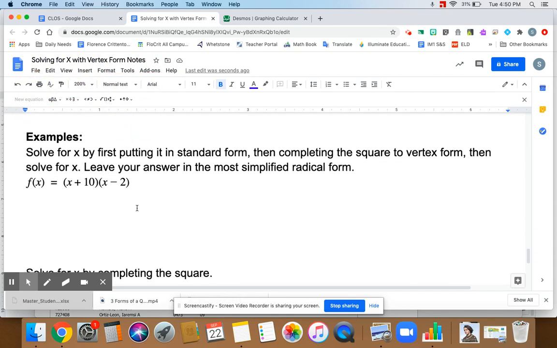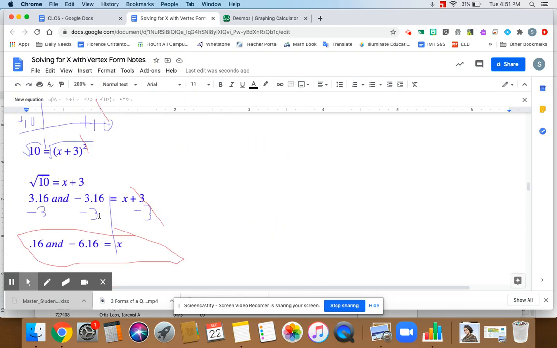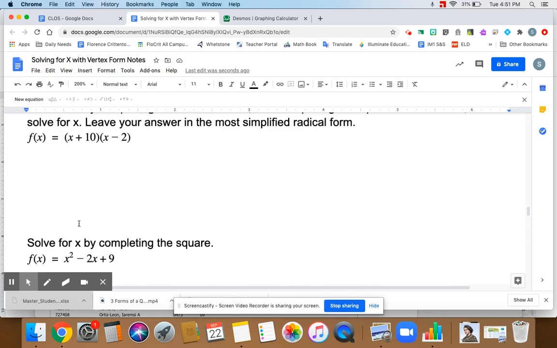All right, let's do a couple more examples. So this one has a lot of instructions, and we need to make sure we follow all of our instructions. So it says solve for x by first putting it into standard form. So what form is this in right now? It's in factored form, and to go from factored to standard, you have to multiply it out. I could do the box method like I did up here to multiply it out, but this time I'm going to do the arrow method.